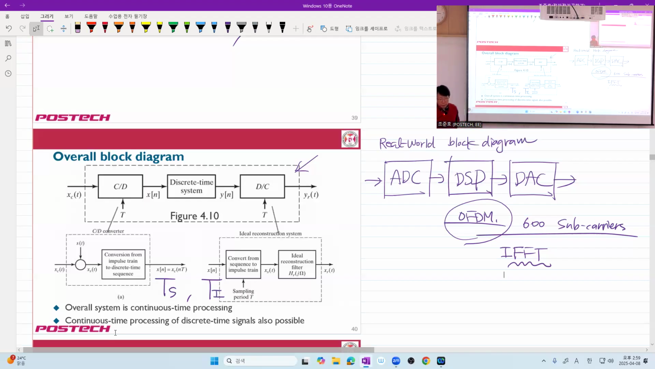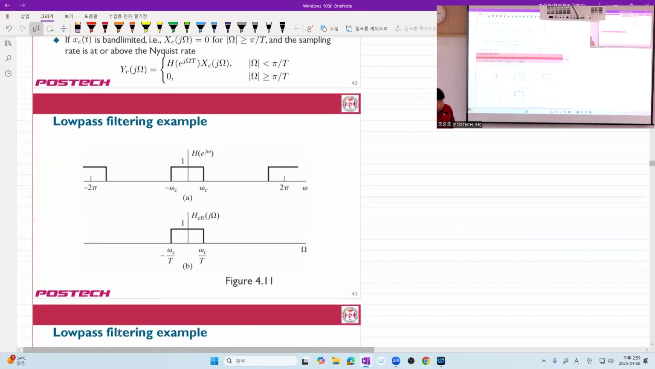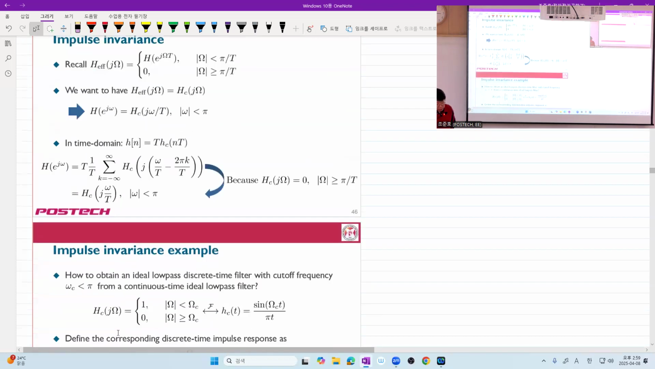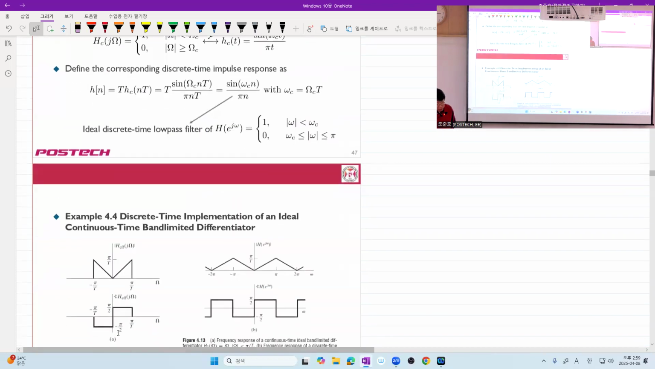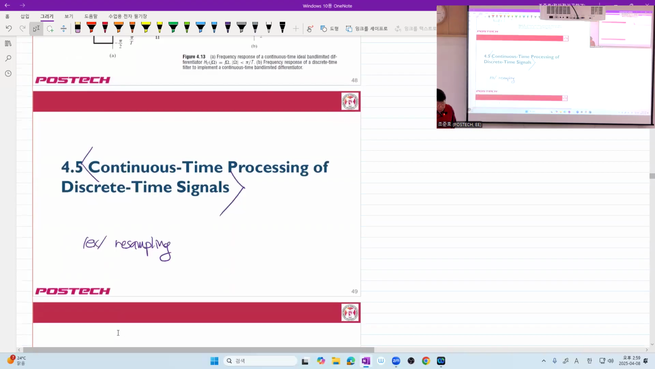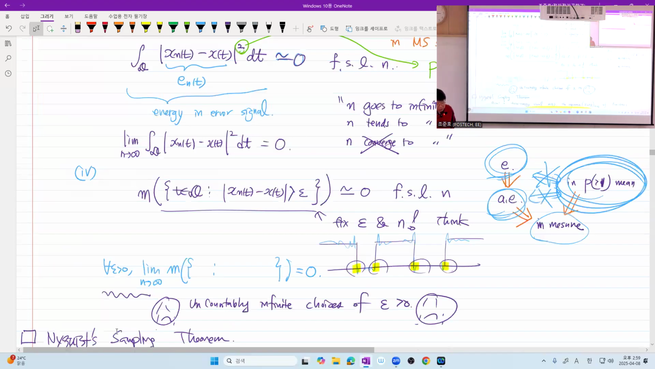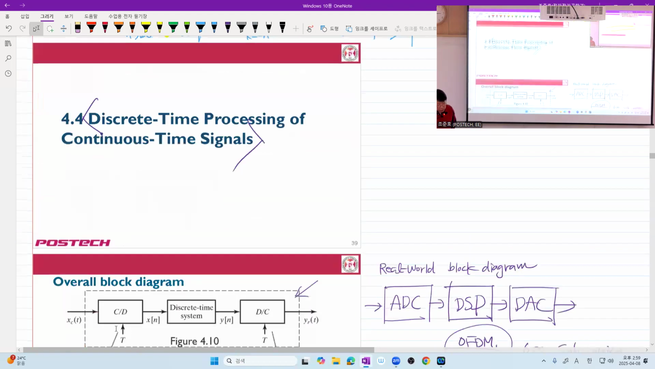So let me move far away. Where is it? That is probably covered in section 4.7, so I am not going to tell.